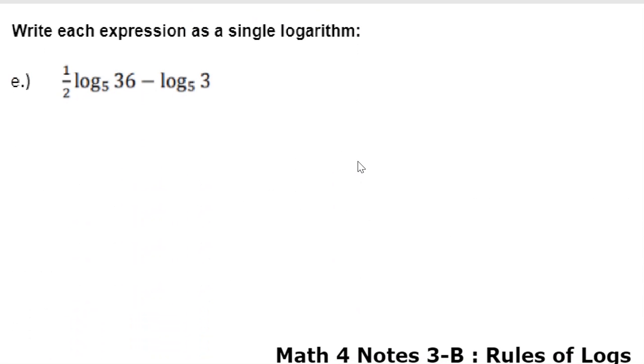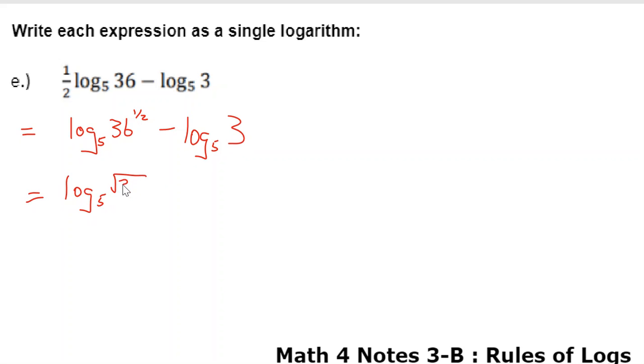Now this guy, we needed a couple of steps. First of all, we're going to move the 1/2 back over here. Then we're going to say, well, what is something raised to the 1/2 power? It is the square root of that number. And what is the square root of 36? That's 6.